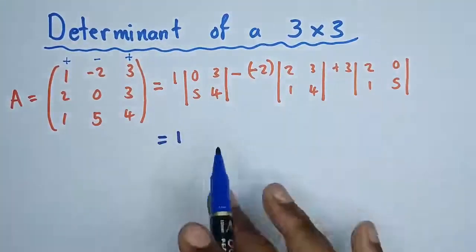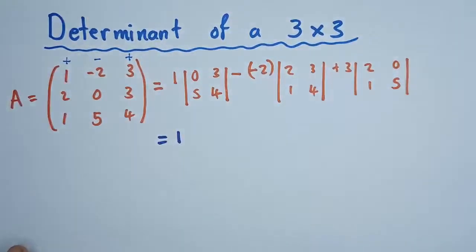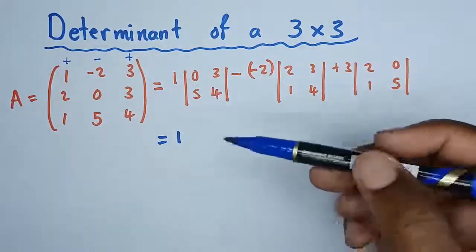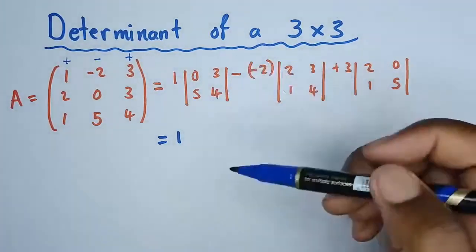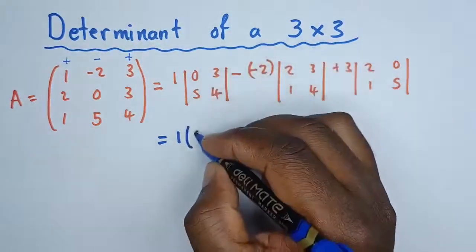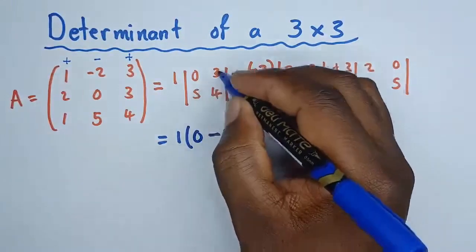So we have 1. Now this is where finding the determinant of a 2 by 2 comes in. In case you don't know, like I said, go to the description and find the link for the video which shows how to find the determinant of a 2 by 2. But I'll quickly run through it so that you can also understand it here. The determinant of a 2 by 2 is found by multiplying the major diagonal and subtracting the product of the minor diagonal. In other words, we're saying 0 times 4, which is 0, minus 5 times 3, which is 15.